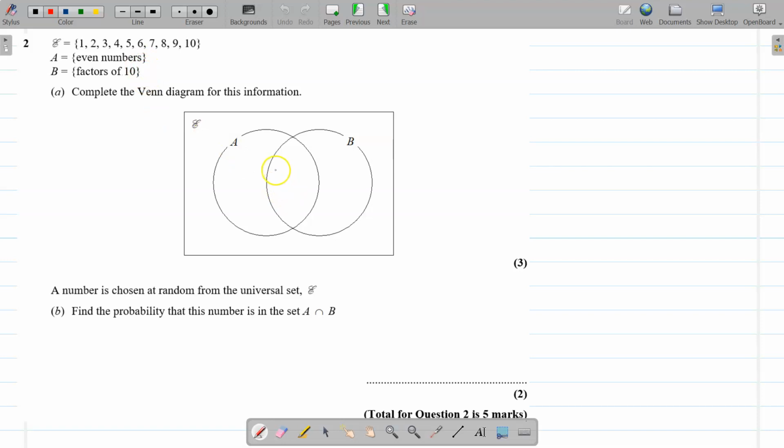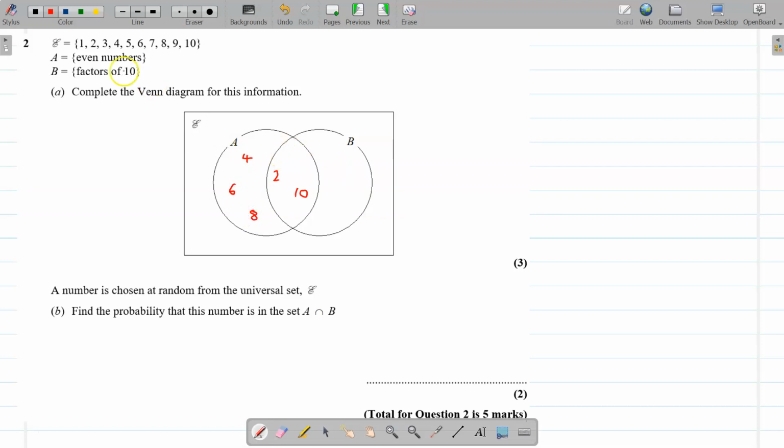The factors of 10 that are also even numbers are 2 and 10. So 2 is an even number and a factor of 10, and so is 10. The rest of the even numbers that aren't factors of 10 are 4, 6, and 8.